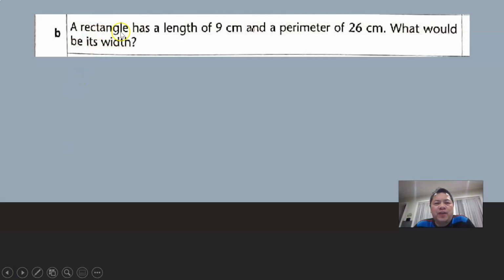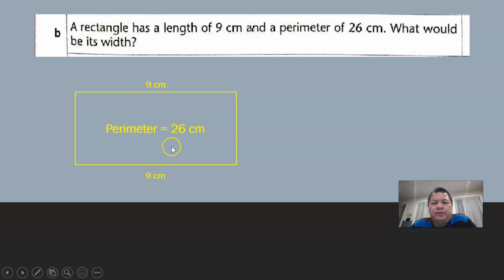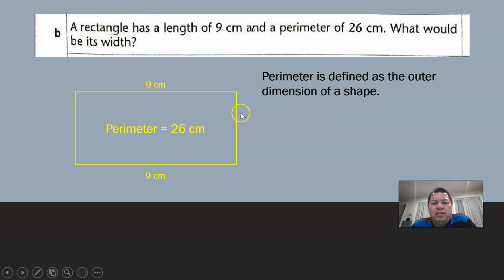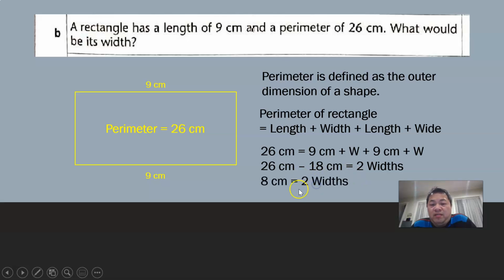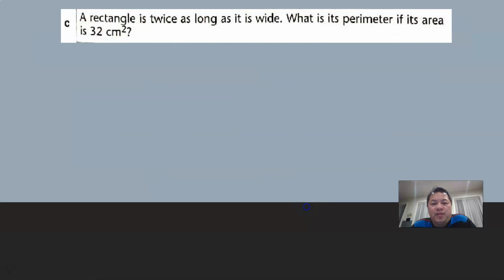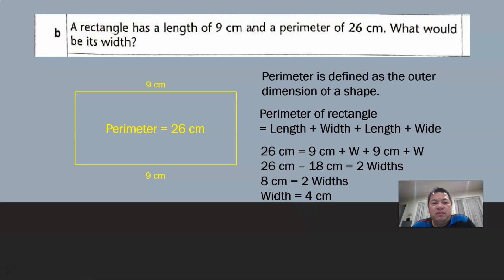And then for this case, we have a rectangle. The rectangle has a length of 9 cm and perimeter is 26 cm. So draw it out, we are not sure. So we have the perimeter, which is the outermost part of a shape. So from there, we've got to find out what's the width. We know that this is 9, this is 9. So 26 cm equals 9 cm plus width plus 9 cm plus width. So since we know that 2 widths is 8 cm, one of the widths must be 4 cm. Then from here we will be able to find the width.